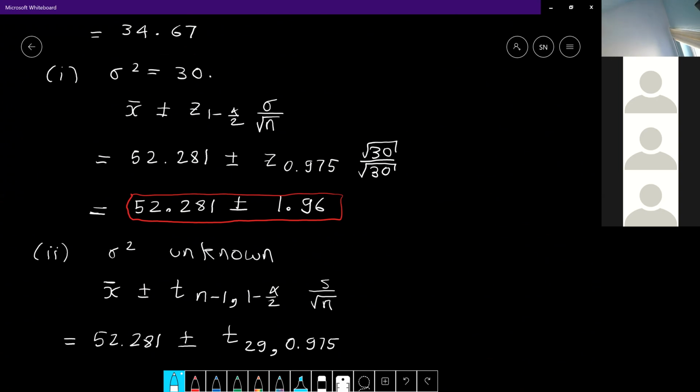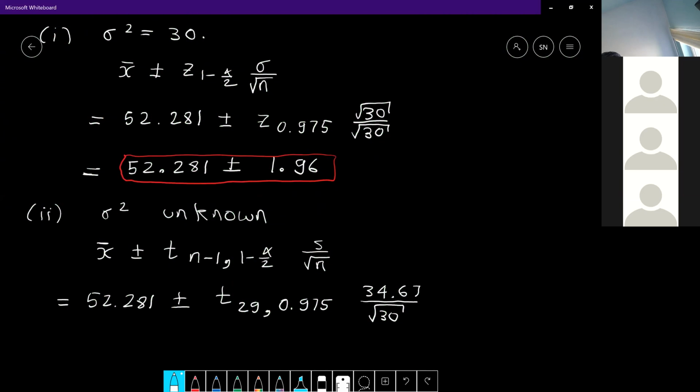S we already computed. S is 34.67. And n is 30, so it's the square root of 30, right? Okay, guys. You should read this from the T table, which again I gave you long before the Easter break. I gave you a copy of the T table, right?